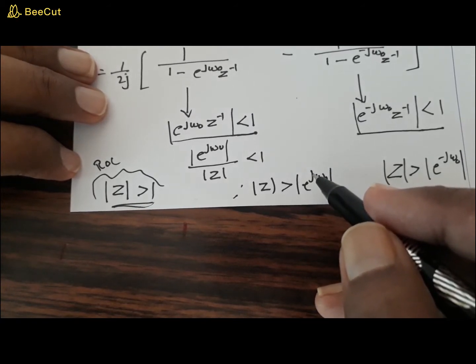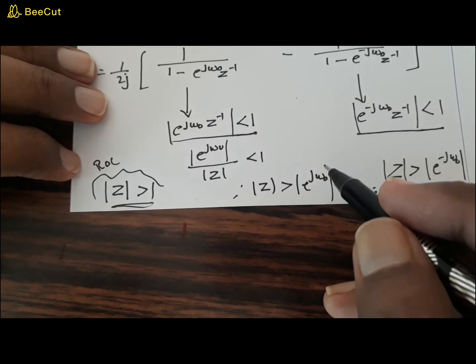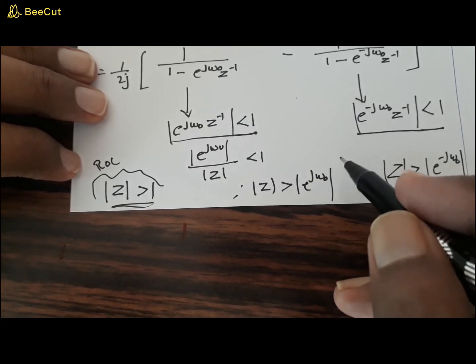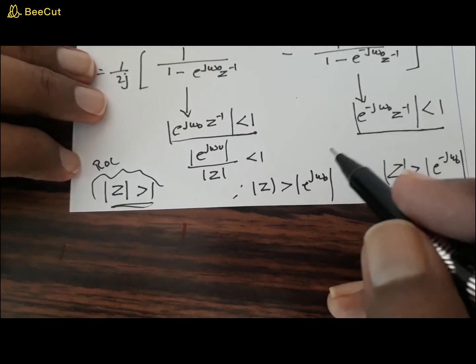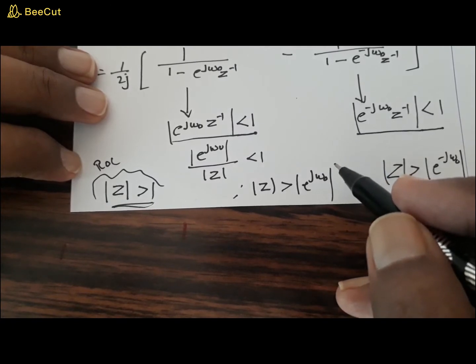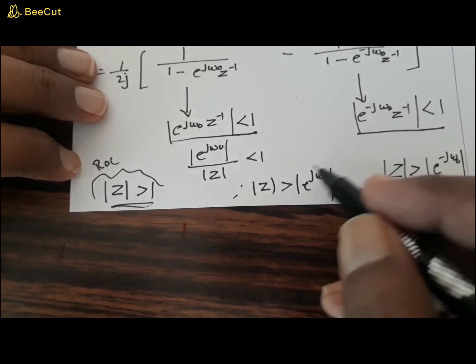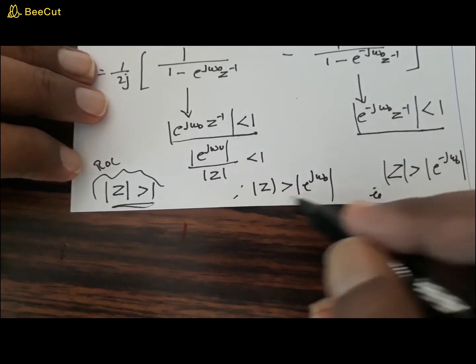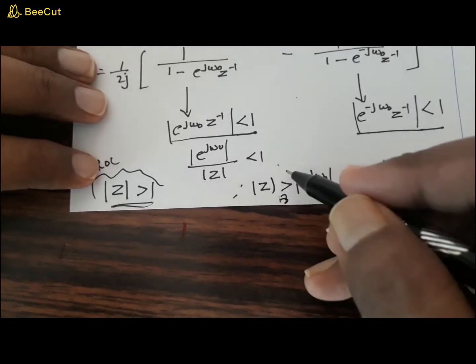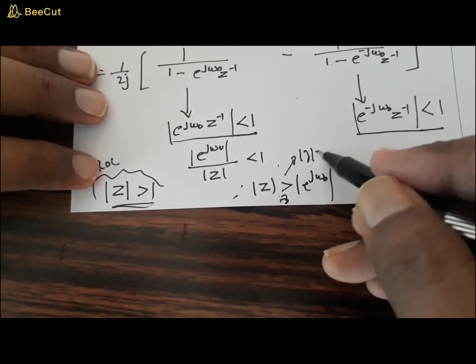The modulus of e raised to j omega 0 is nothing but cos omega 0 plus j sin omega 0. What is the magnitude of that? That will be root of cos square omega 0 plus sin square omega 0, which is equal to 1. So mod z is greater than 1. The meaning of this is mod z is greater than 1.